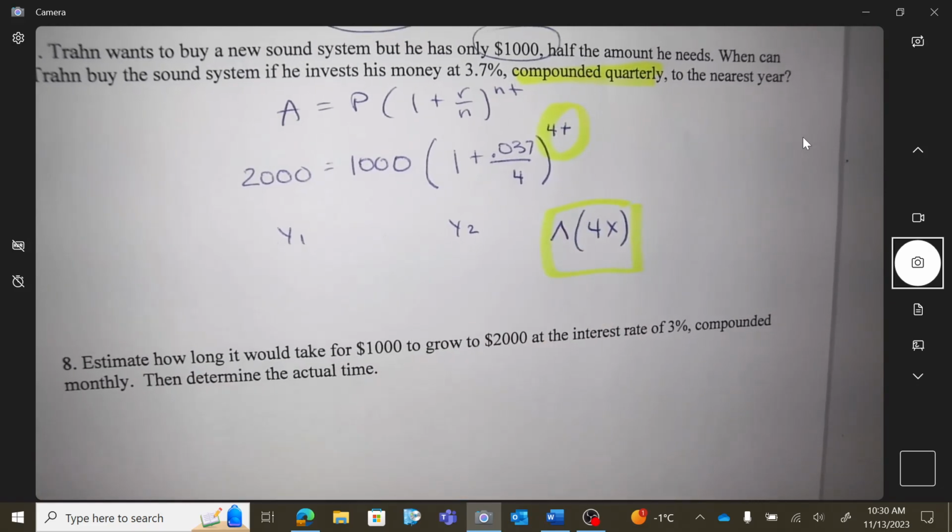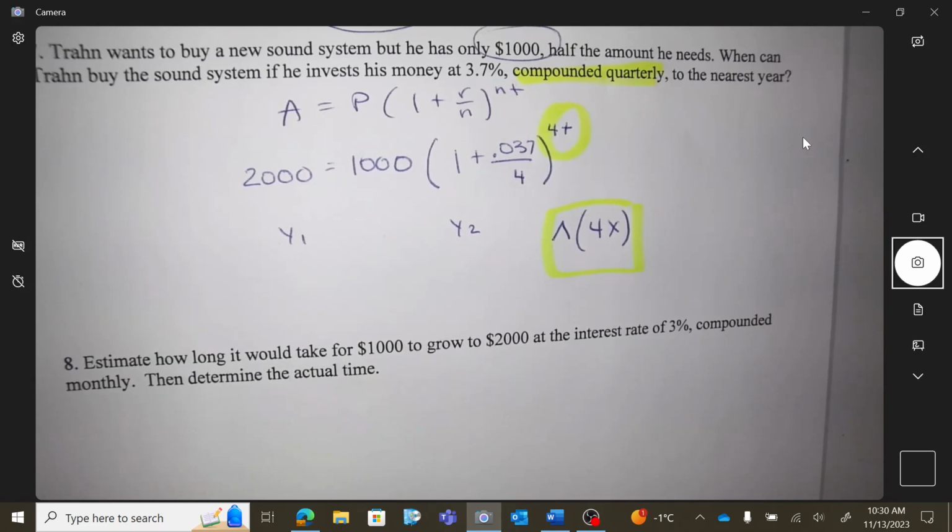The 1 plus 0.037 divided by 4, does the 0.037 divided by 4 have to be in a bracket? Nope, because it'll do the dividing before the adding, so then it'll just do that for you. If you had an extra set of brackets, it would be fine, but you don't need it.